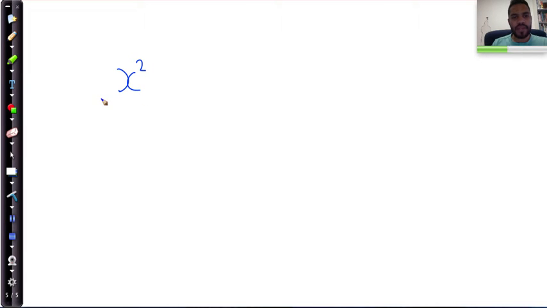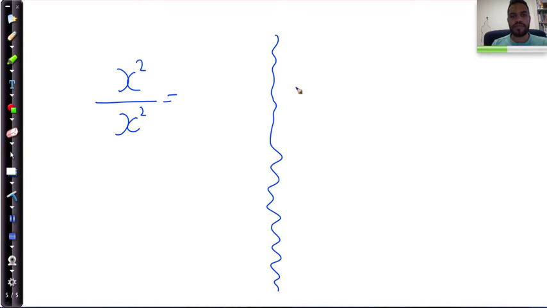Let's try x squared divided by x squared, and before you tell me what that solution is, let's look at a few things that you may or may not already know. Let's say I've got 2 divided by 2. What does that give me? Well, you'll say either the 2's cancel, or that 2 goes into 2 exactly once.